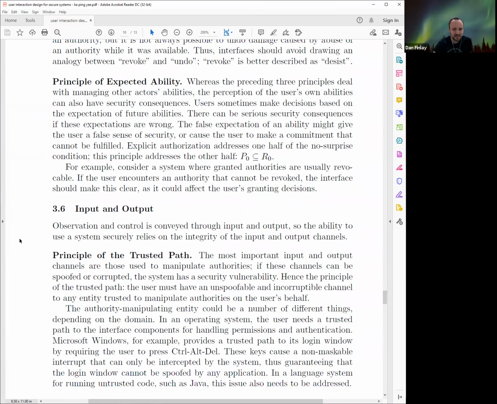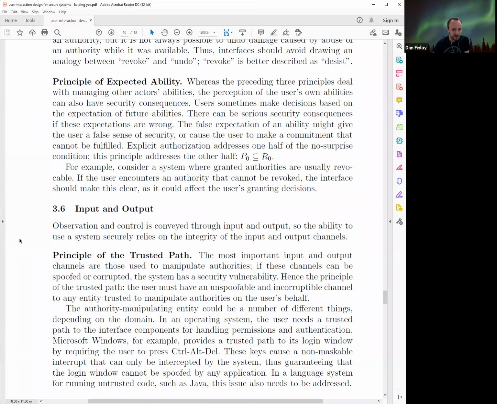Principle of expected ability. Whereas the preceding three principles deal with managing other actors' abilities, the perception of the user's own abilities can also have security consequences. Users sometimes make decisions based on the expectation of future abilities. There can be serious security consequences if the user expectations are wrong. The false expectation of an ability might give the user a false sense of security or cause the user to make a commitment that cannot be fulfilled.